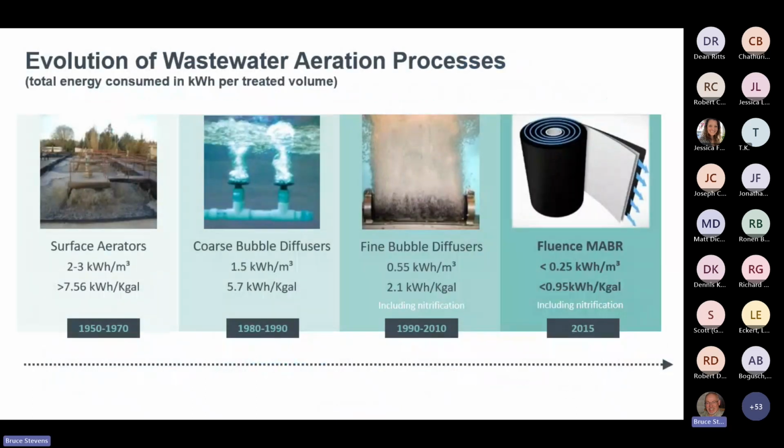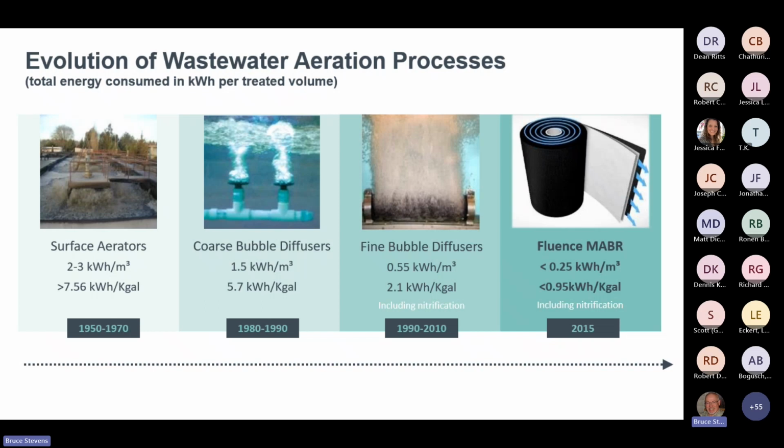So having said that, everybody's familiar with different types of diffusers. This slide just gives you a relatively good feel for the amount of energy that we use in the different types of diffusers. For many years, we used surface aerators, the standard Metcalf and Eddy's book for years and years and years. And then, in the 60s and 70s, we improved and went to coarse bubble diffusers. We saved a little bit of energy. The same in the 80s and the 90s with fine bubble diffusers. We started saving even more energy going to that design.